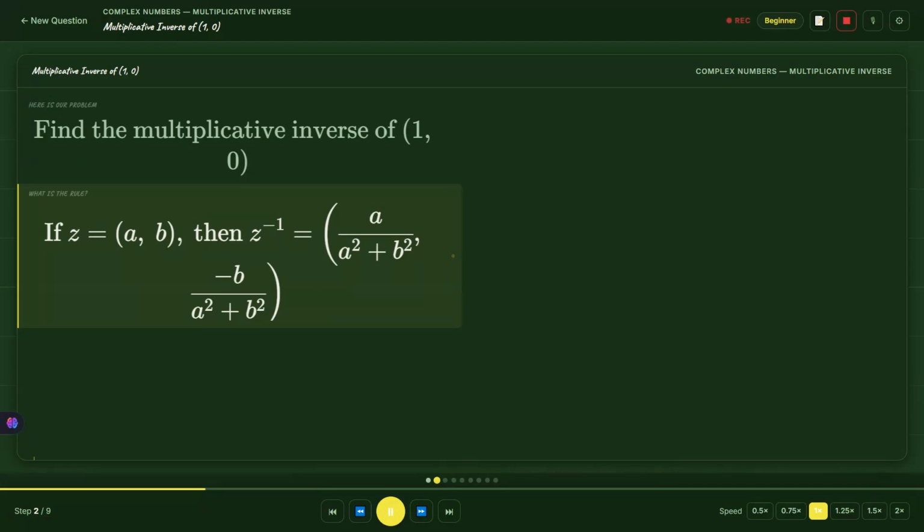Here is the formula we use. To find the inverse, we put a over a squared plus b squared for the first part. And we put negative b over a squared plus b squared for the second part.